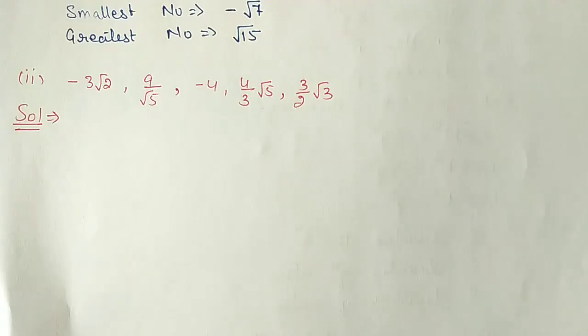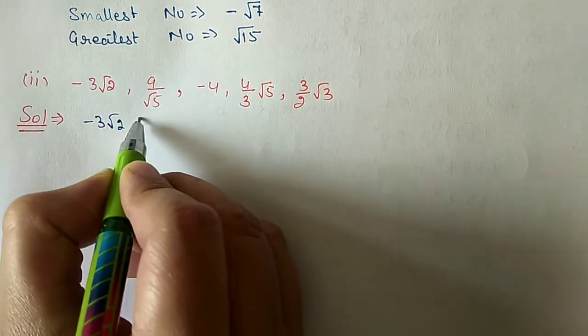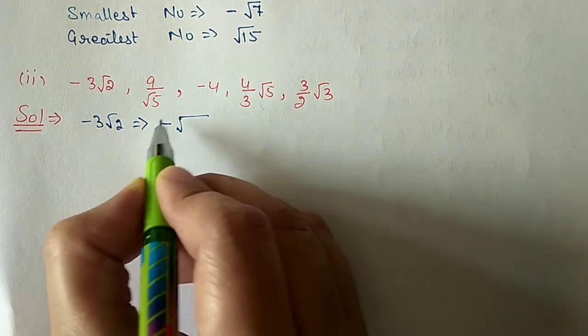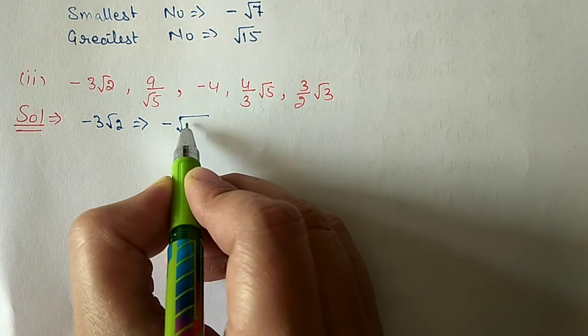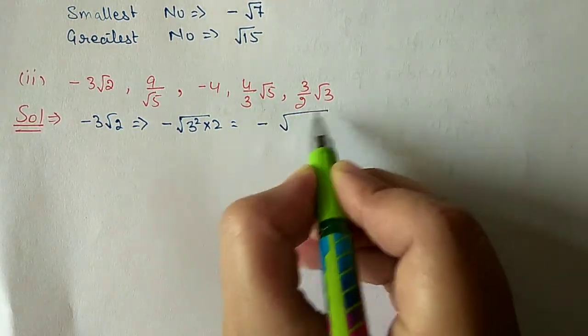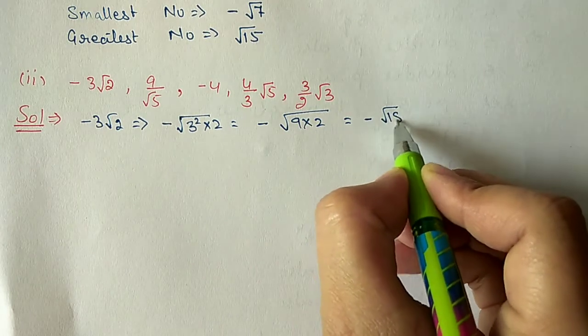Second part: minus 3 root 2, 9 by root 5, minus 4, 4 by 3 root 5, 3 by 2 root 3. So first all the numbers we will change into the same format. This minus 3 root 2, when we take 3 inside the root symbol, it will become 3 square into 2. So minus root of 9 into 2 means minus root 18.